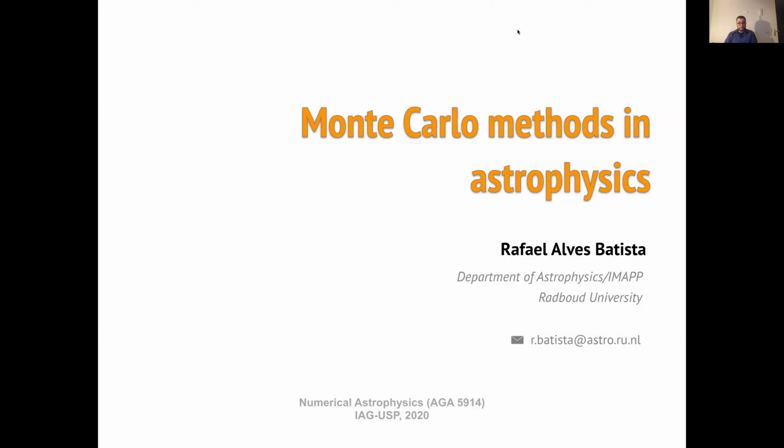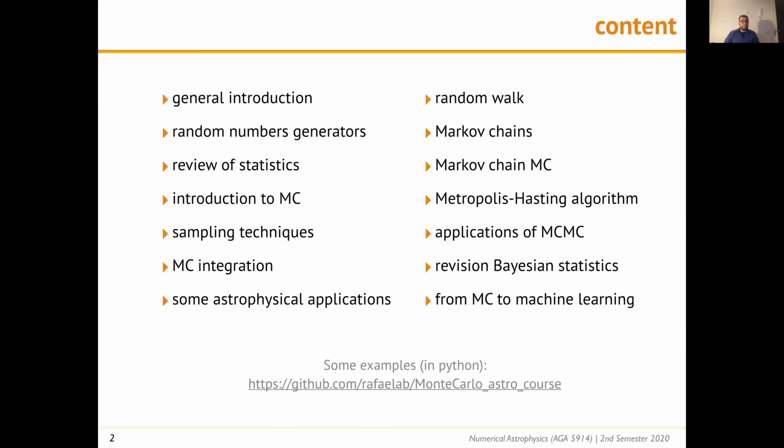methods in astrophysics. Right. So today the topics that I'm going to cover are essentially all kinds of things related to Monte Carlo, not only today, but today and the next lesson. So today I plan on covering a general introduction. Then I'll go through random number generators, which is essential, the heart of all Monte Carlo processes, random number generation.